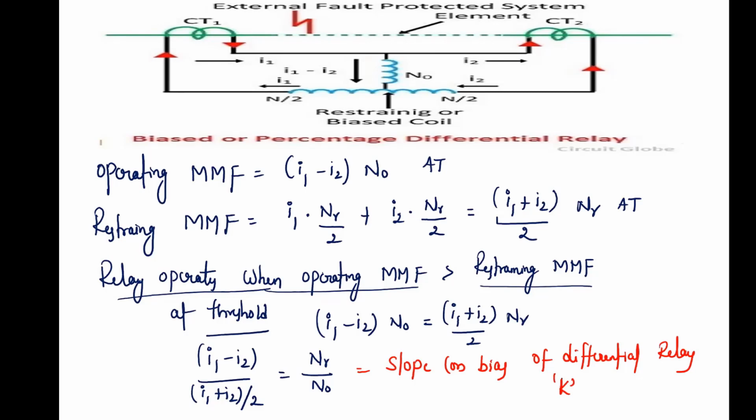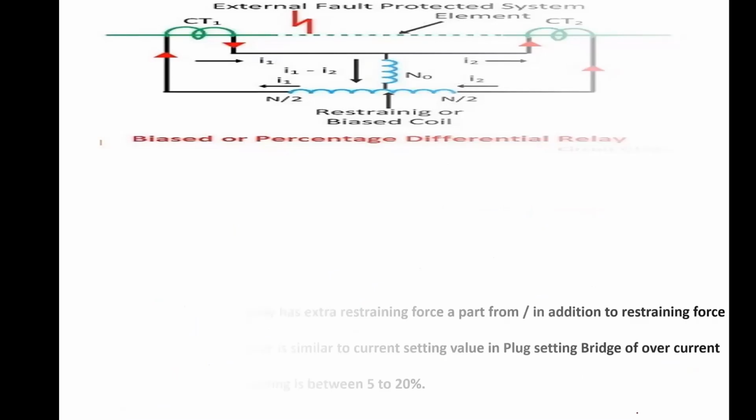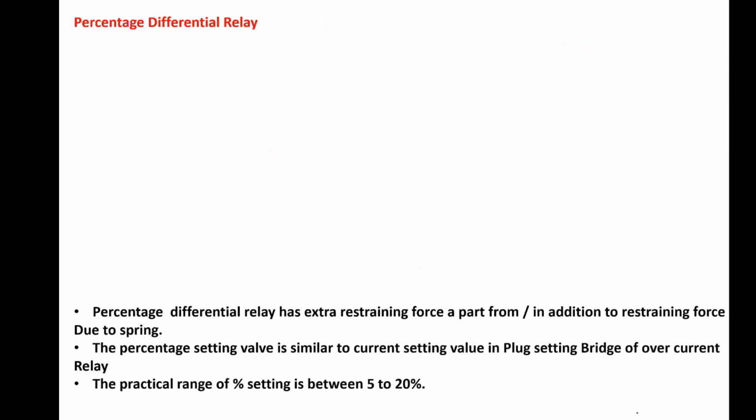Okay. So K, the slope, is defined as follows: (I1 - I2)/2 is the operating current. The second one is the restraining current. So it is the ratio of operating current divided by restraining current. It is called the slope or bias of the differential relay, which is denoted by K. Understand?